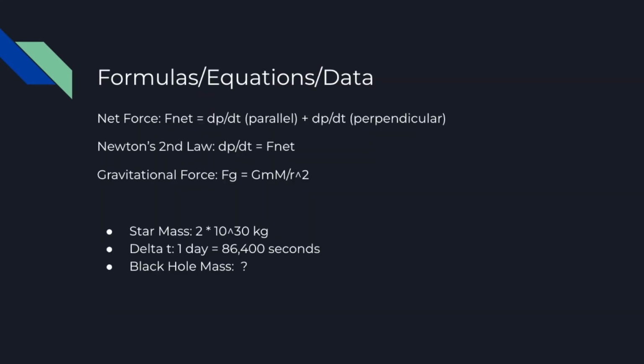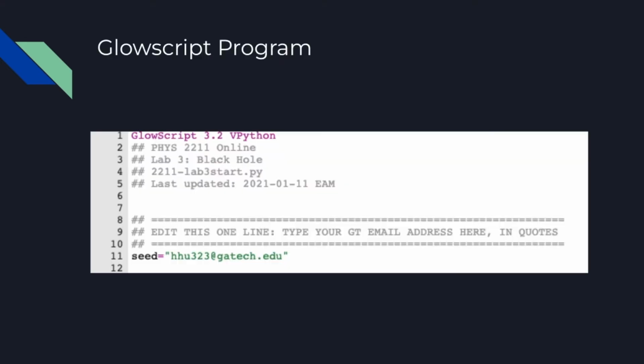Some formulas, equations and data to keep track of. You can see the formulas listed above, and the data would be the given star mass and delta t value, while the black hole mass is what we're trying to find. For the delta t value, we went from days to seconds. And here you can see how I changed the seed into my Georgia Tech email.